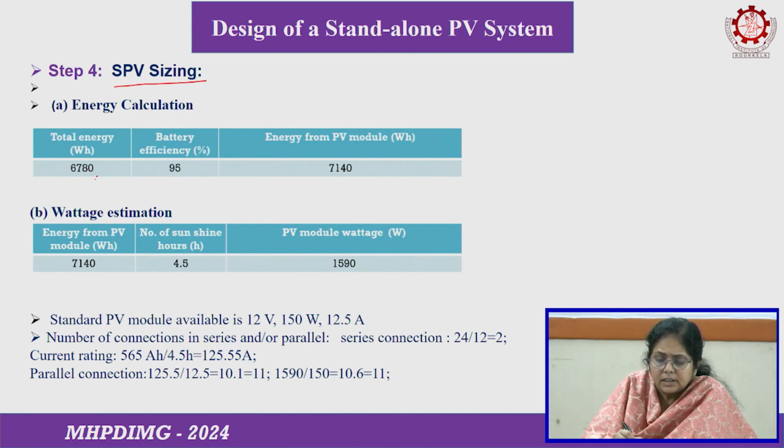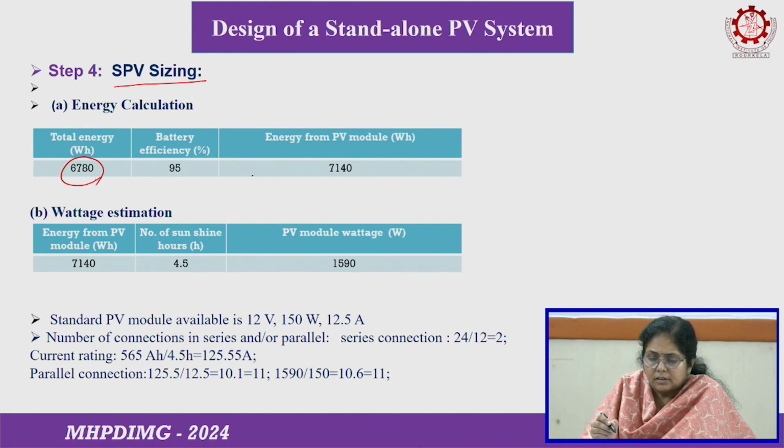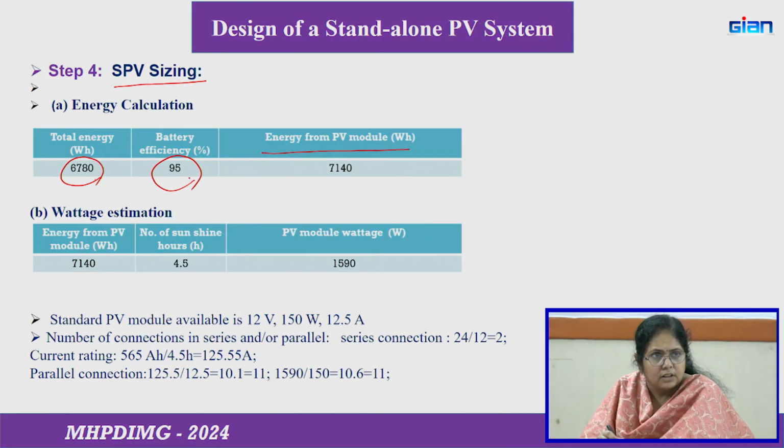So, we have calculated the energy for supplying that amount of load, and we need 6780 watt hour. And considering the battery, because the PV is supplying to the charge controller and it is charging the battery, there is battery efficiency coming in. So, how much energy should come from the PV module? This is an assumption only, 95% I have taken; you can take your own value, 90 or greater than 90, 92% also you can use for your calculation.